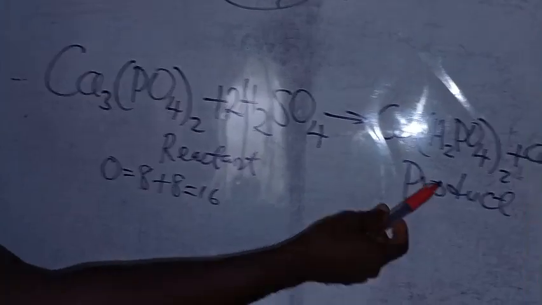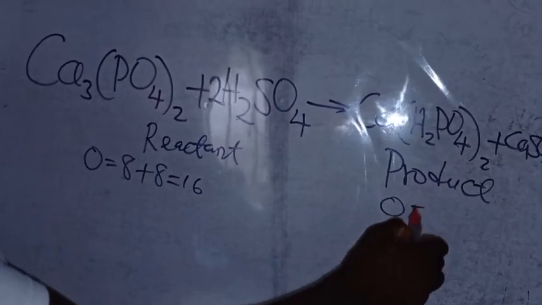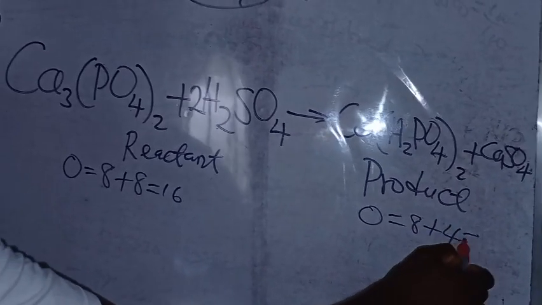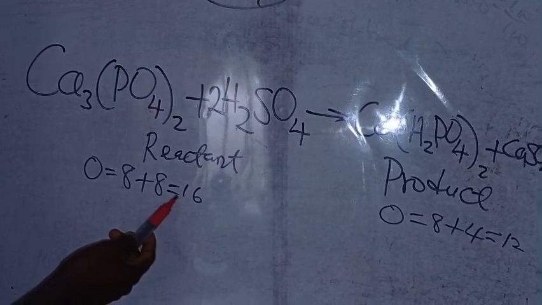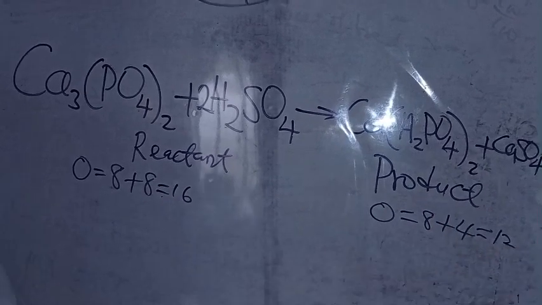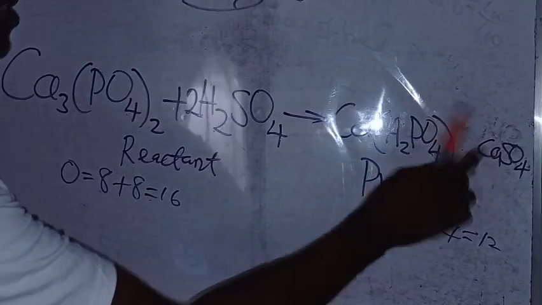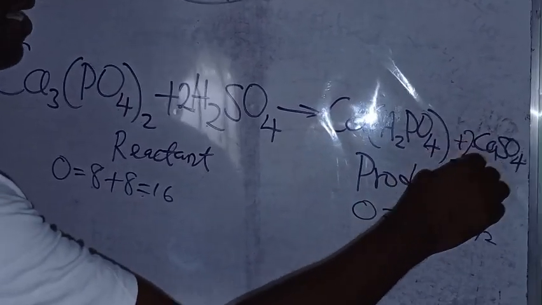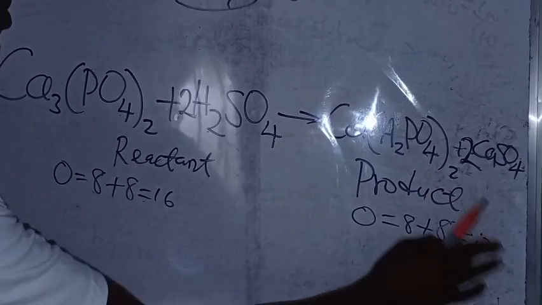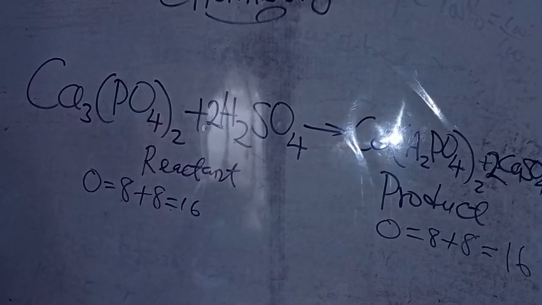Now let's see this side. If you look at this side, oxygen is 2 times 4, 8, plus here we have 4. That is 12. So oxygen is not balanced. We have 16 at the reactant side, then we have 12 at the product side. So what do we do to balance? If you put 2 before this calcium sulfate, then definitely this turns to 8, meaning that this place will turn to 16. So hydrogen is balanced, oxygen is balanced.